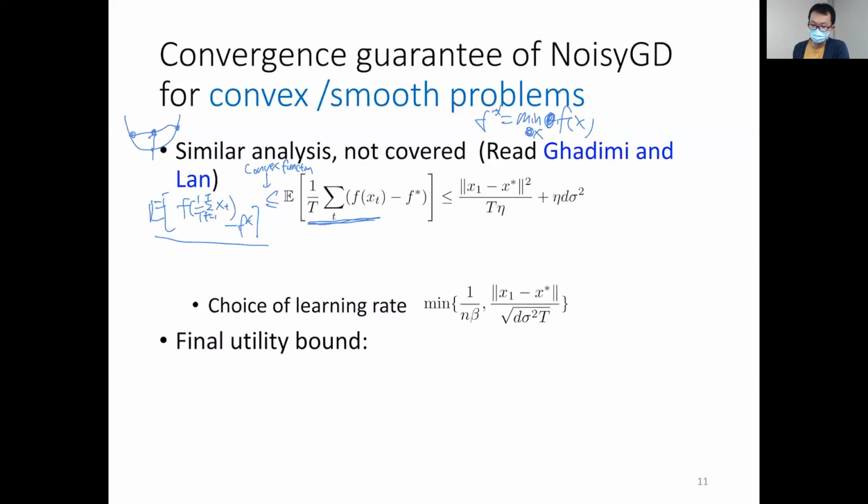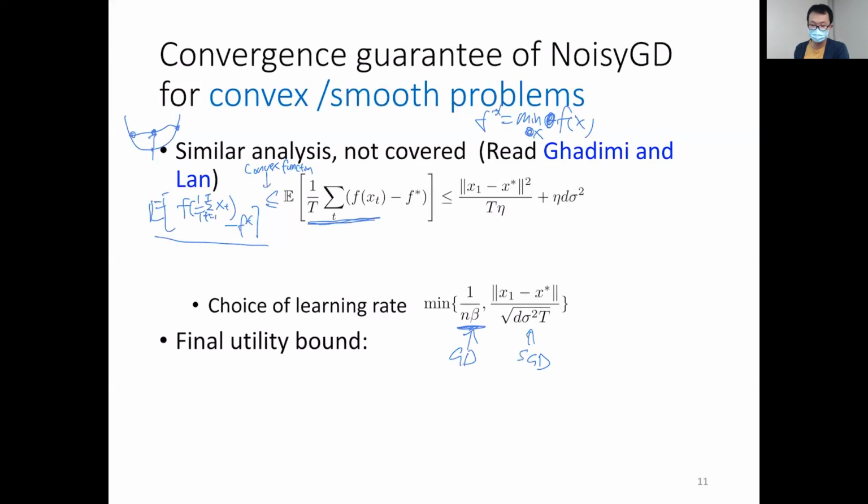And the only thing that we need to do again over here is to choose the learning rate appropriately, and the learning rate that we choose is a minimum of the gradient descent learning rate and the SGD learning rate. So when sigma is very small, then it behaves like gradient descent. And when sigma is large, then it behaves like stochastic gradient descent.